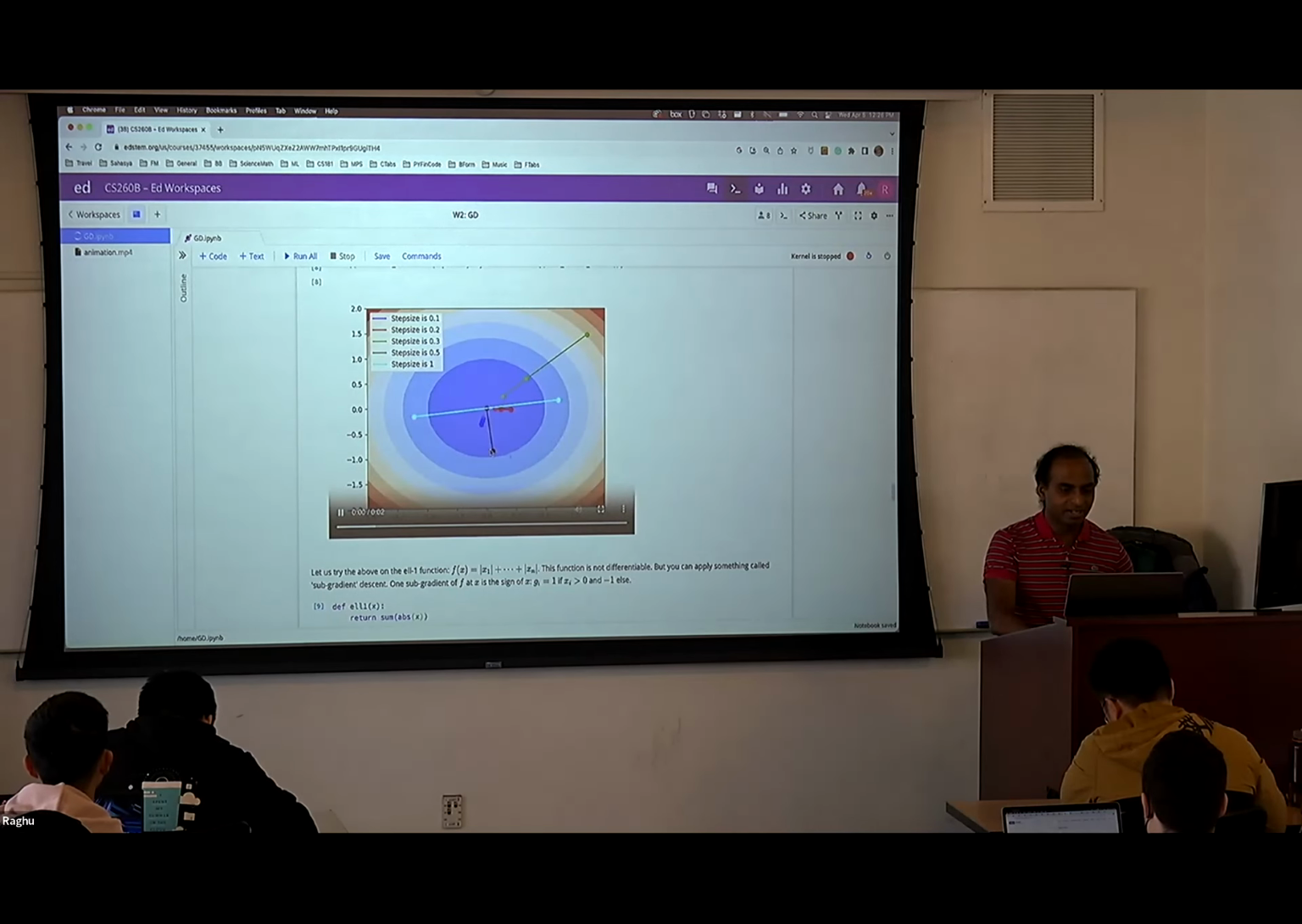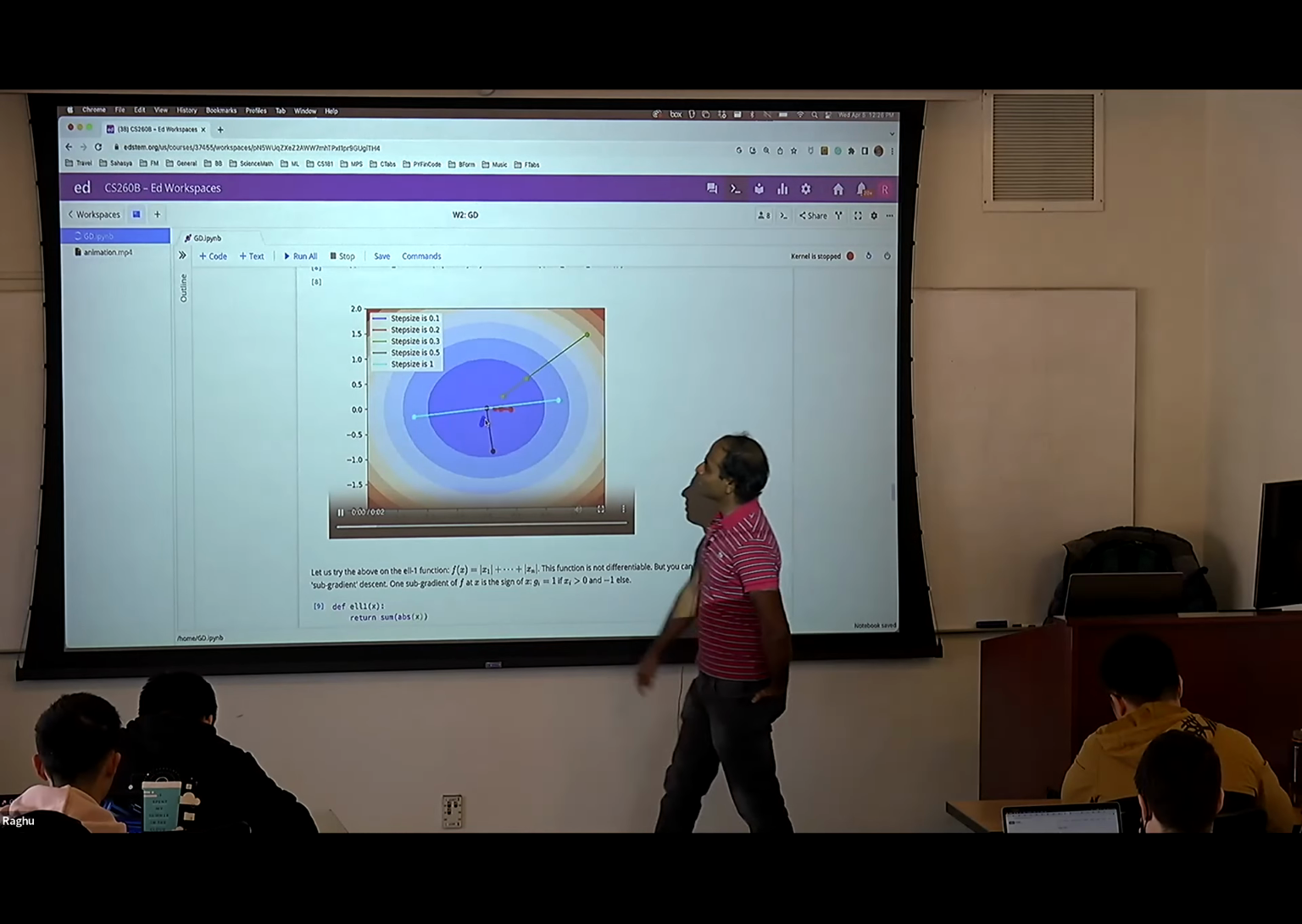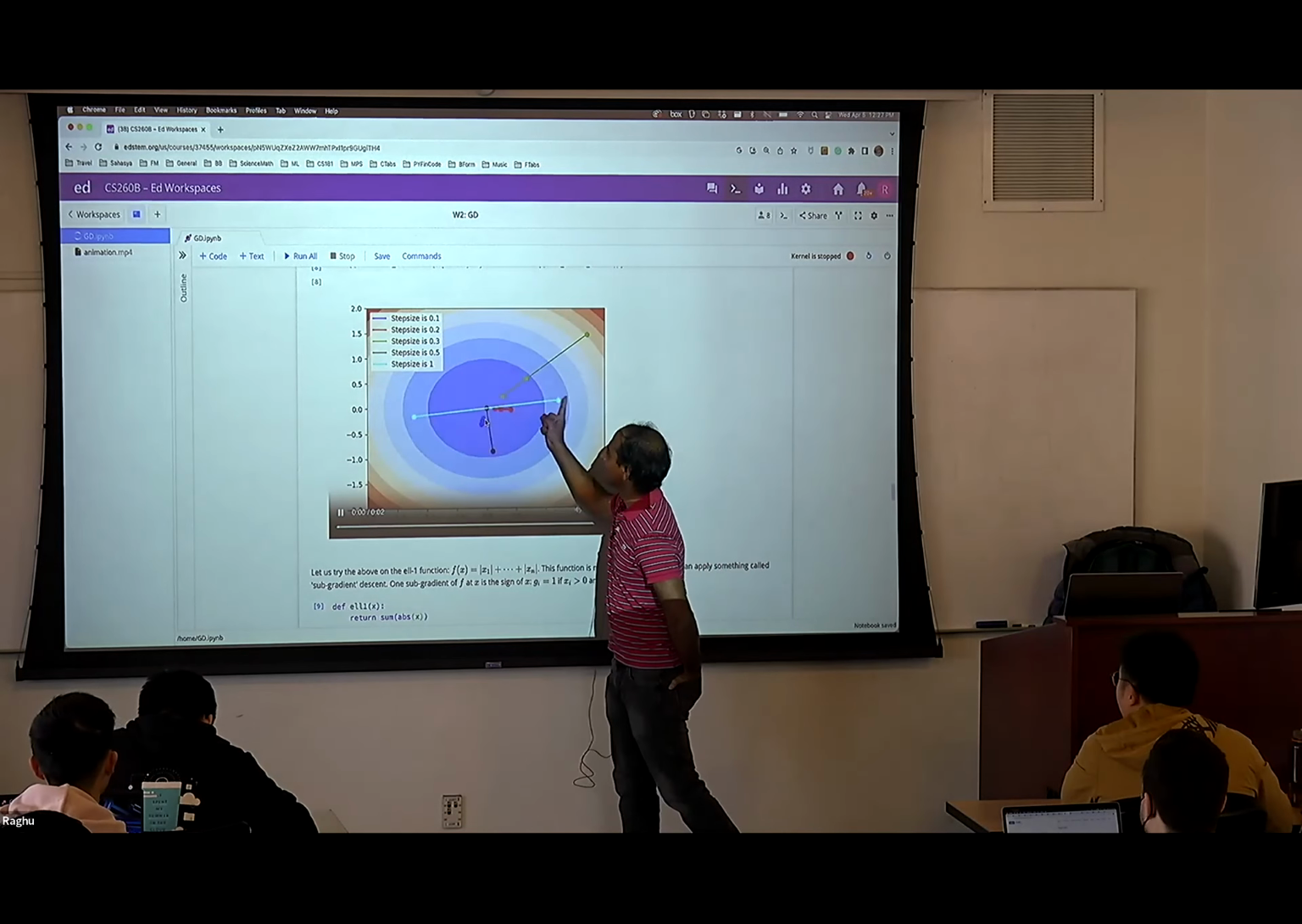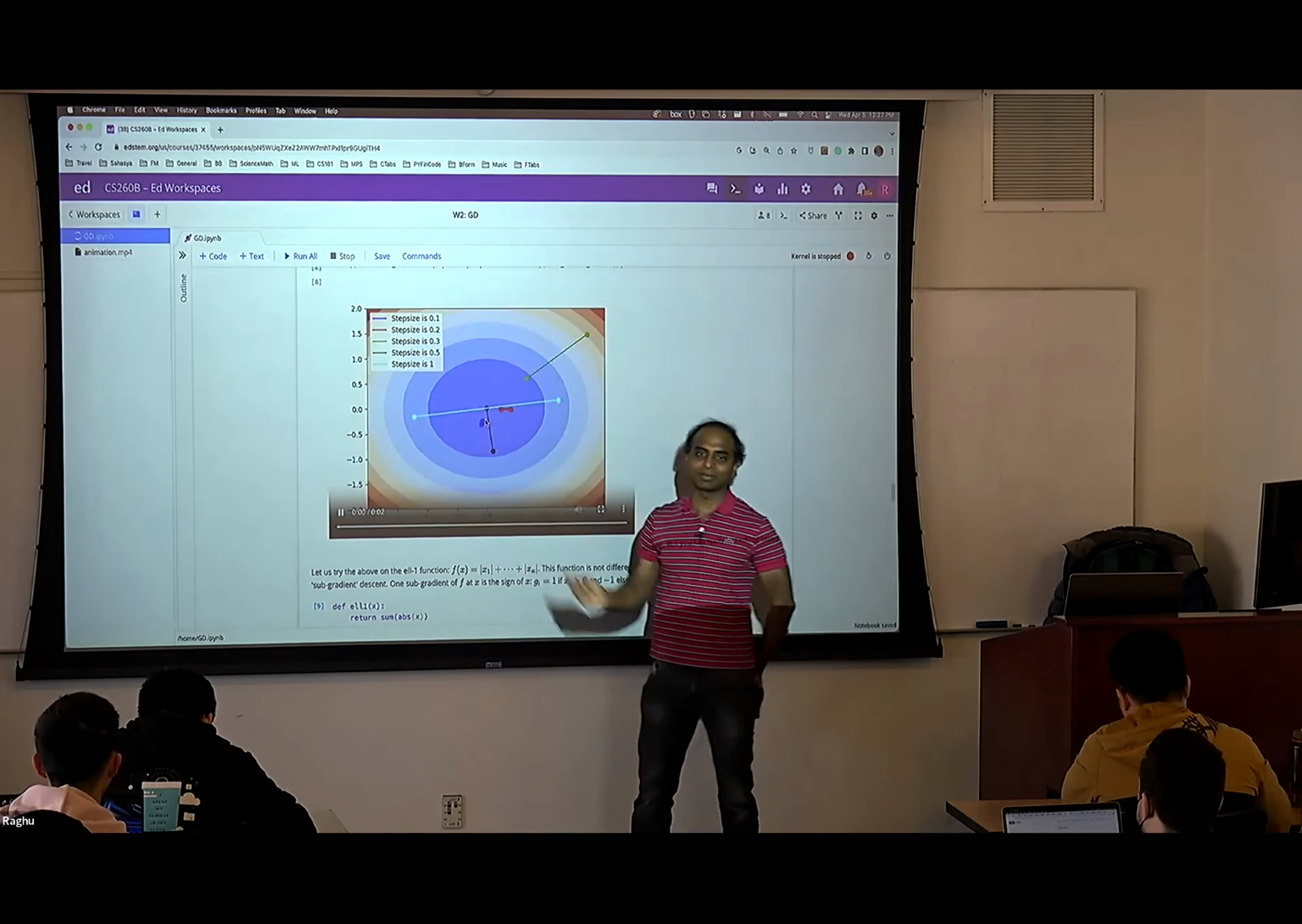And the oscillation you can really see in this plot, right? So when step size is 1, you're jumping from here to here, back and forth. Nothing is happening.